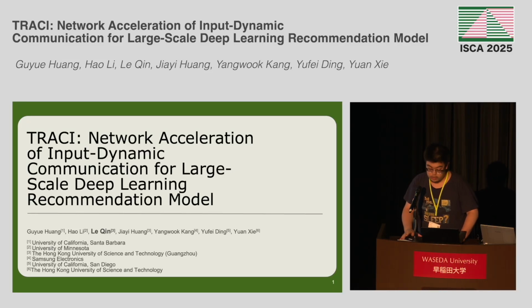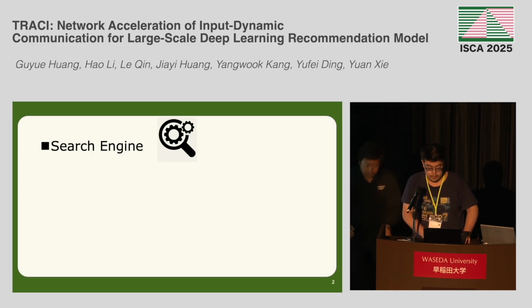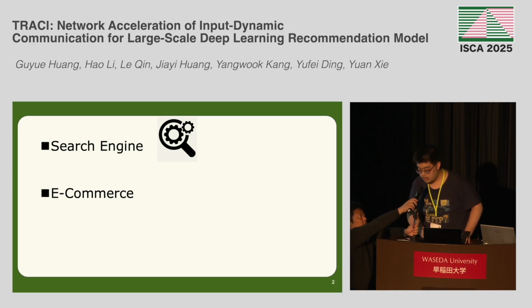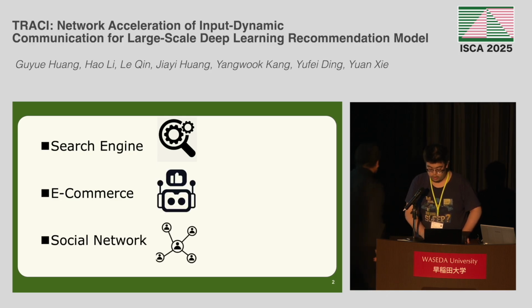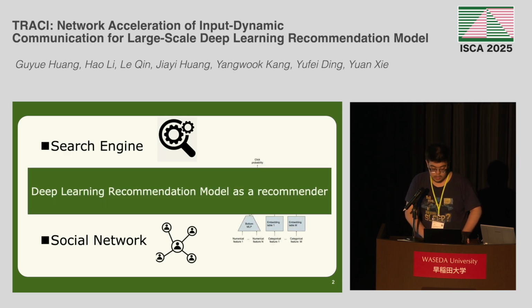And today I'm honored to introduce our work, TRACI: Network Acceleration of Input Dynamic Communication for Large-Scale Deep Learning Recommendation Model. So we have seen the prevalence of recommender systems in many applications, like search engine, e-commerce, and social network. At the same time, we also see the success of deep learning in many tasks, which motivated us to use the deep learning recommendation model as a recommender.